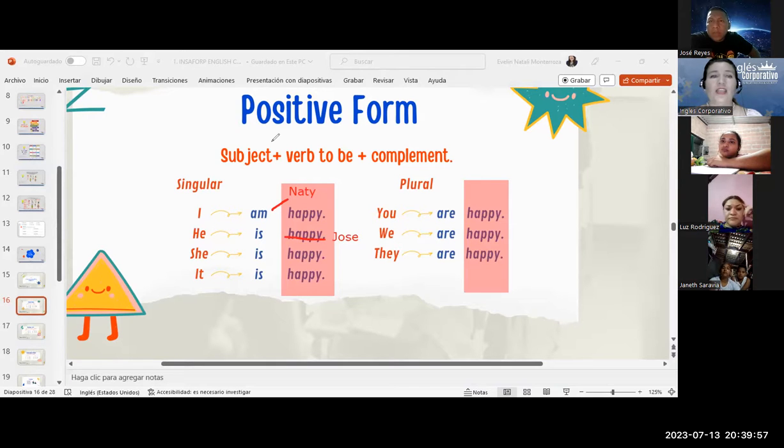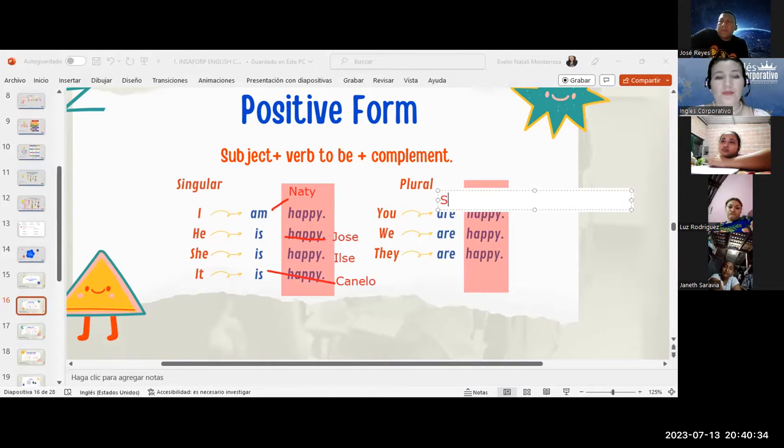He is Jose. She is, and you can give me another name. She is Ilse. Okay. She is Ilse. She is for ladies. He is for boys. Okay. It is Canelo, right? Estamos hablando de it. Lo podemos ocupar con animales y cosas. O con objetos, right? So you say, it is Canelo. You are, this is for plural. You are Stephen and Antonio, just to give one example.